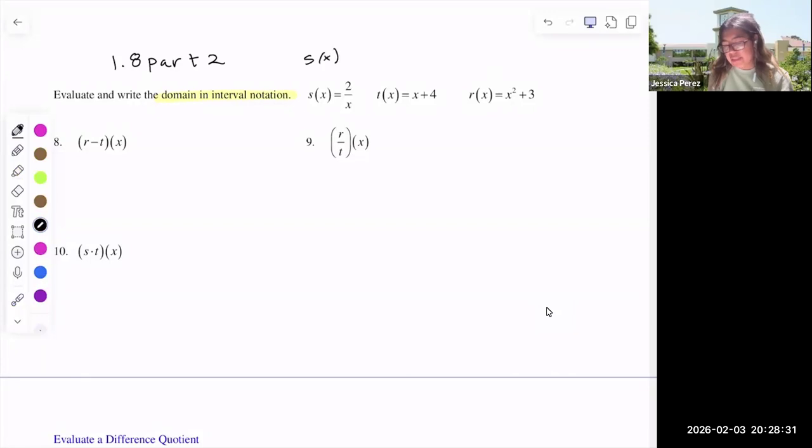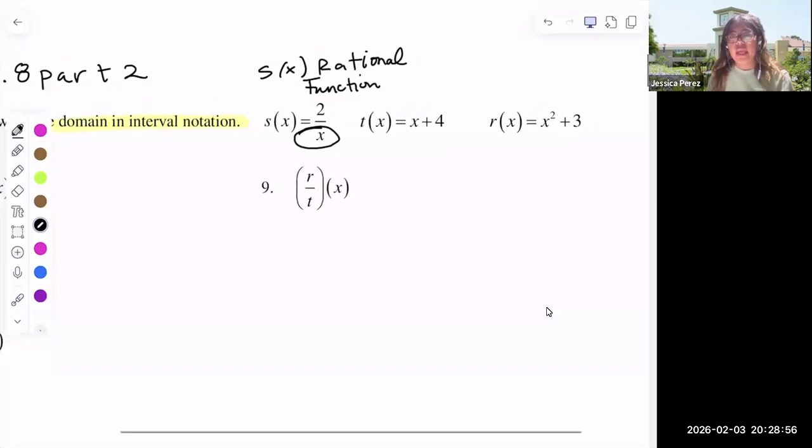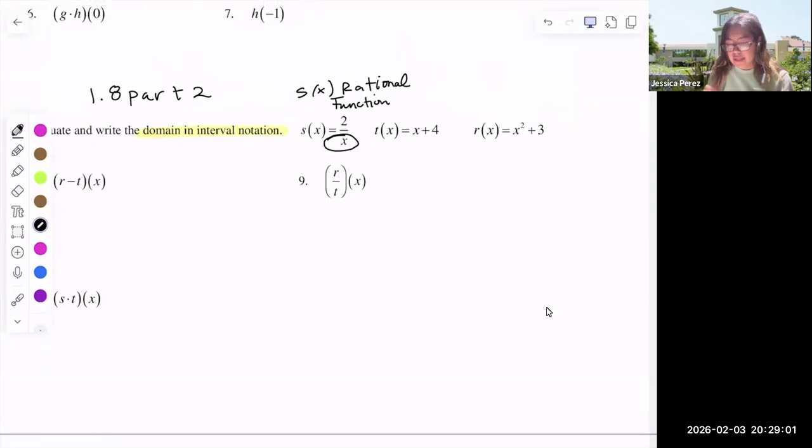We have s of x, which is a rational function. And what is a rational function? Well, a rational function, you have to look at the denominator. You are not allowed to have a zero in the denominator when you have a rational function. So when we're looking at the domain in interval notation, the denominator cannot equal zero. So if we're looking for just s of x, the denominator x cannot equal zero. Again, just looking at the first function.